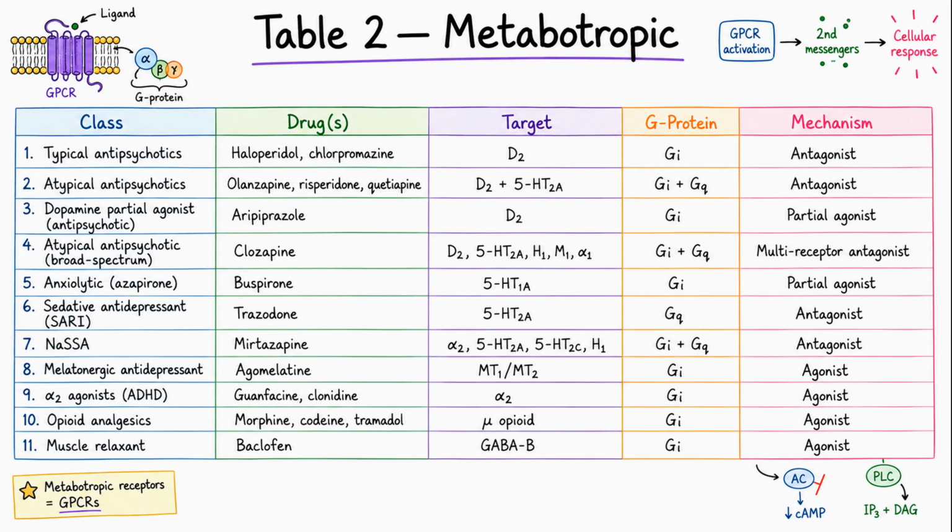Trazodone, classed as a SARI, blocks 5-HT2A. Mirtazapine, a NaSSA, blocks alpha-2, 5-HT2A, 5-HT2C and H1. Agomelatine, a melatonergic antidepressant, is an agonist at the melatonin receptors. Guanfacine and clonidine, alpha-2 agonists, are used for ADHD. Opioid analgesics act mainly at mu, and baclofen, a muscle relaxant, is an agonist at GABA B.